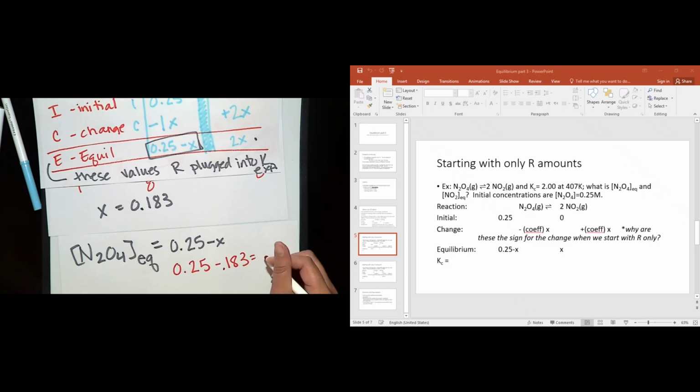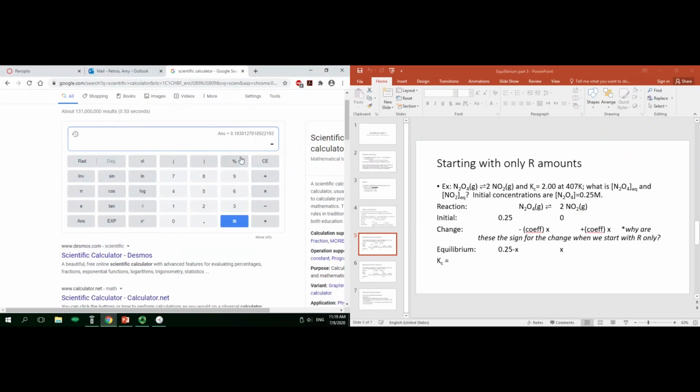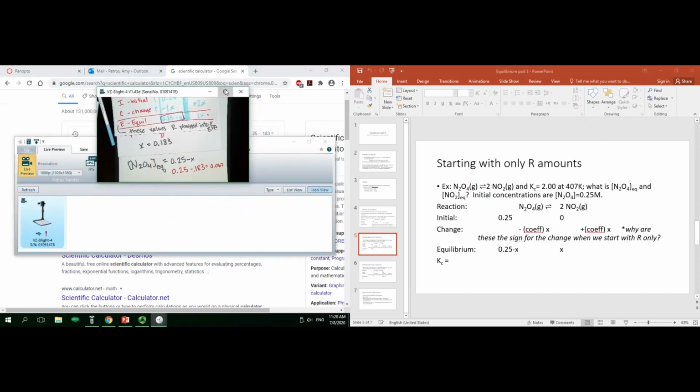And this one I think is 0.067. Is that right? 0.25 minus 0.183, that's 0.067. I think so, but I'm going to double check. Oh, I haven't had my coffee in several hours, so I'm not really reliable. 0.25 minus, oh, I don't have the number lock on. Why would you ever take off the number lock? Anyway, yeah, 0.067. Just wanted to verify.